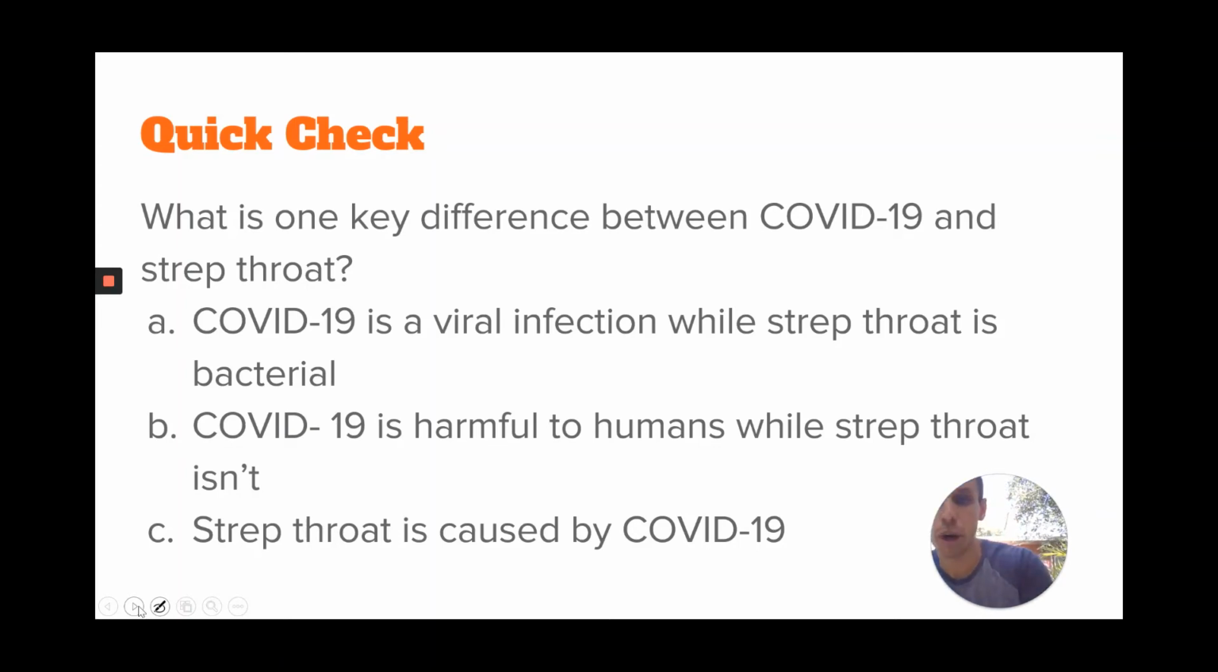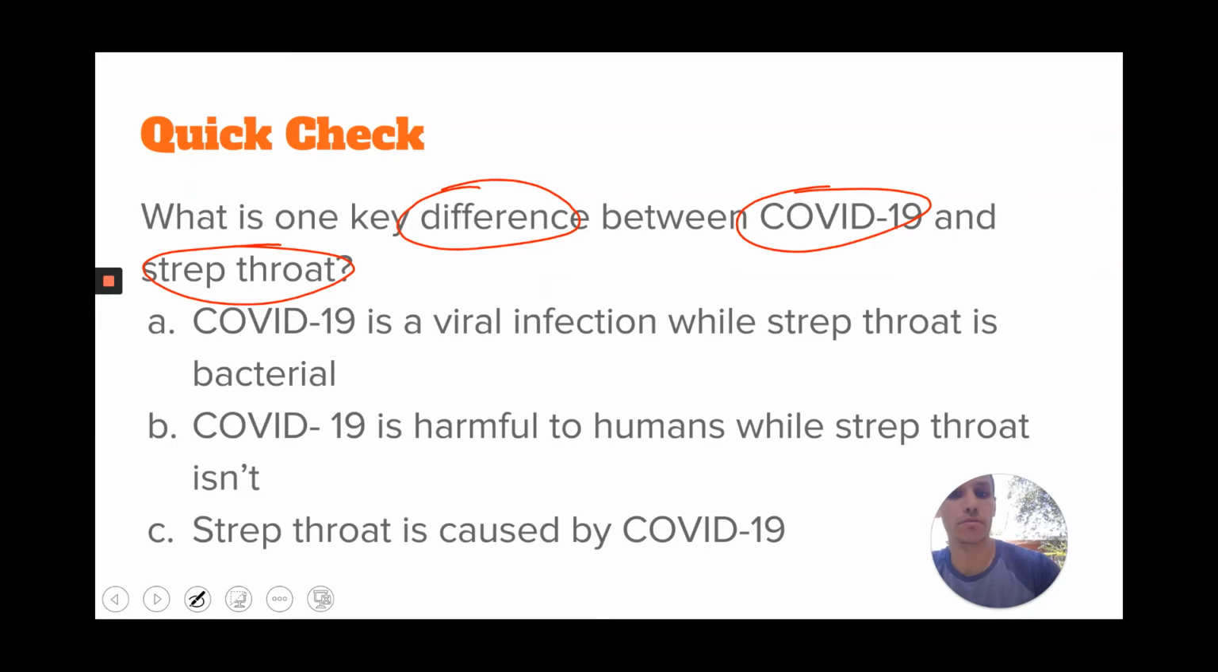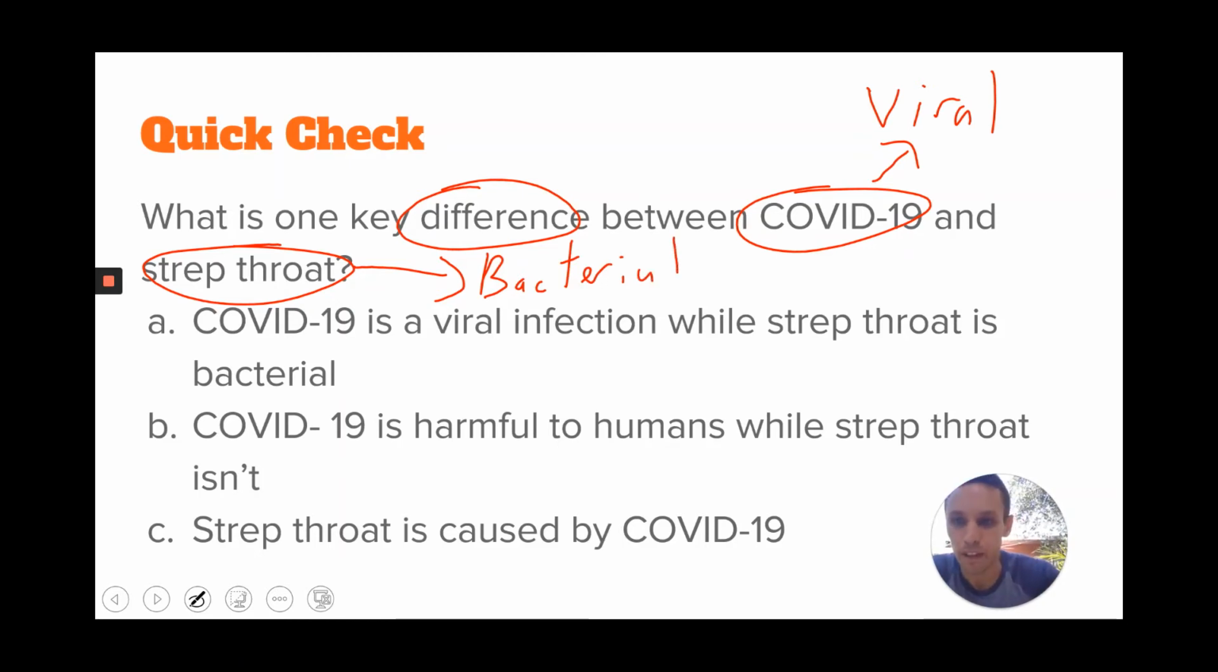All right, so what is one key difference between COVID-19 and strep throat? Well, let's remember that COVID-19 was a viral infection. Strep throat was bacterial. All right, so let's go from the top. COVID-19 is a viral infection while strep throat is bacterial. Well, we just said that, so let's put a maybe.